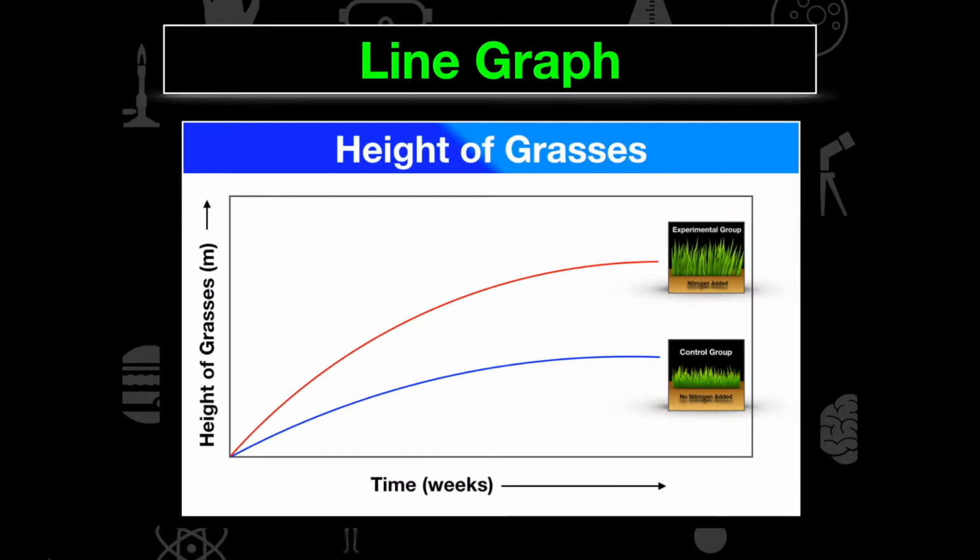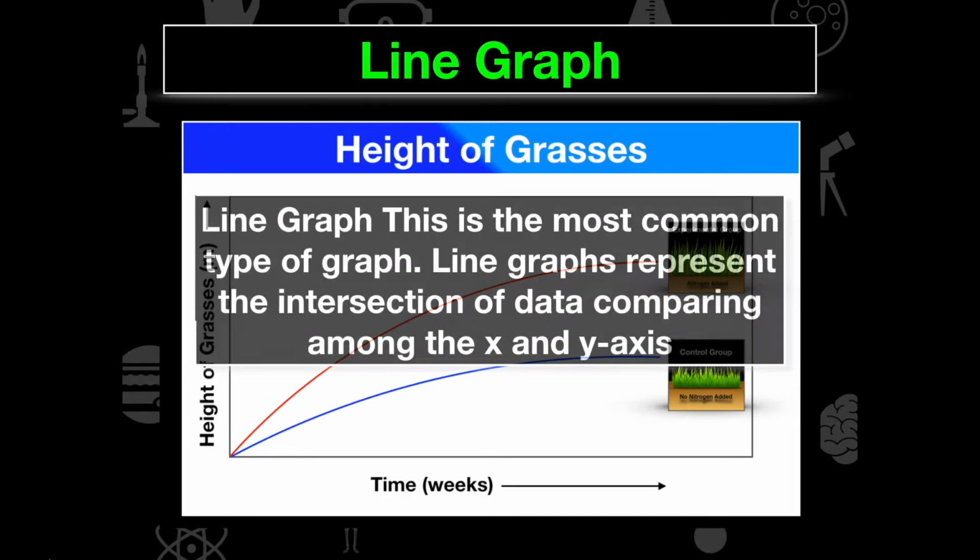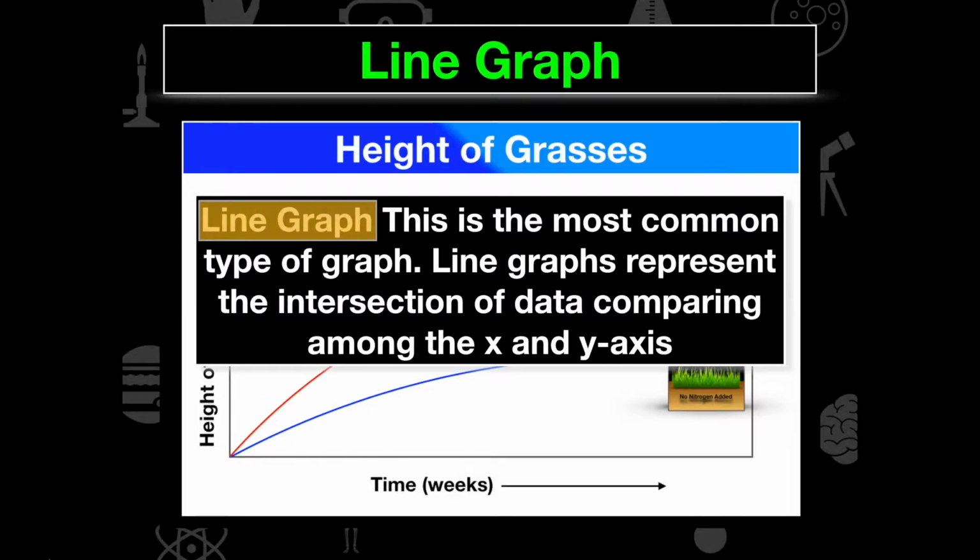So in this case, we see a line graph. And on the y-axis, we have time in weeks. And on the x-axis, we have height of the grasses. A line graph allows us to gather information over time and compare 2 different groups or a variable that affects these 2 groups in this specific instance. So a line graph is the most common type of graph that you're going to see in science, and it represents an intersection of data comparing among the x and the y axis here.